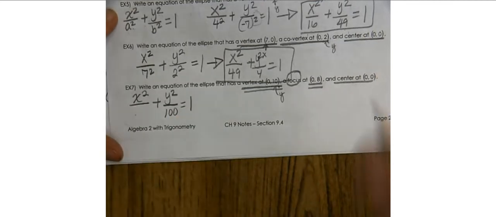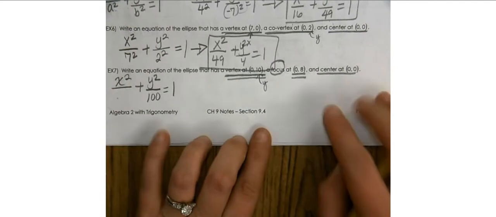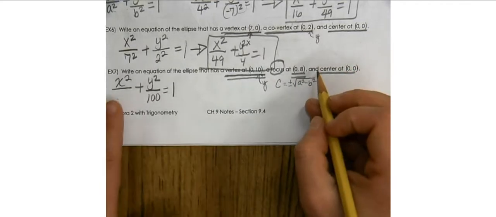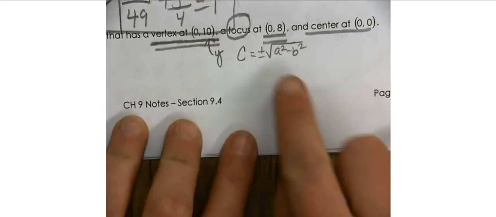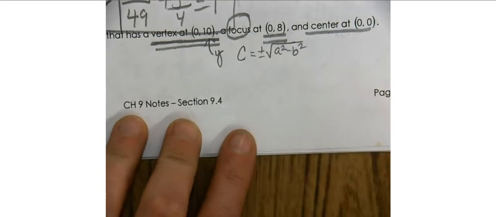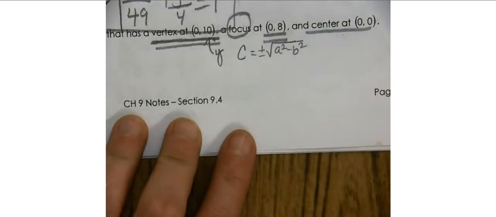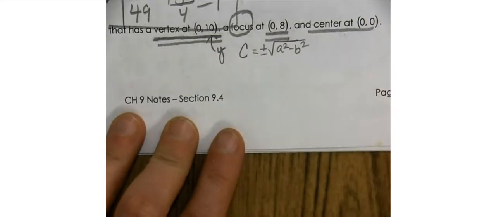And what I know here is that my focus is at (0, 8). So I'm going to use my formula that c is equal to plus or minus the square root of a squared minus b squared, in order to help me figure out what goes below the x squared. Now remember, like I said last time in the video, we're going to use these numbers interchangeably, making sure that the large number goes first. And since 10 is part of our vertex, we know that 100 is going to be the large number.